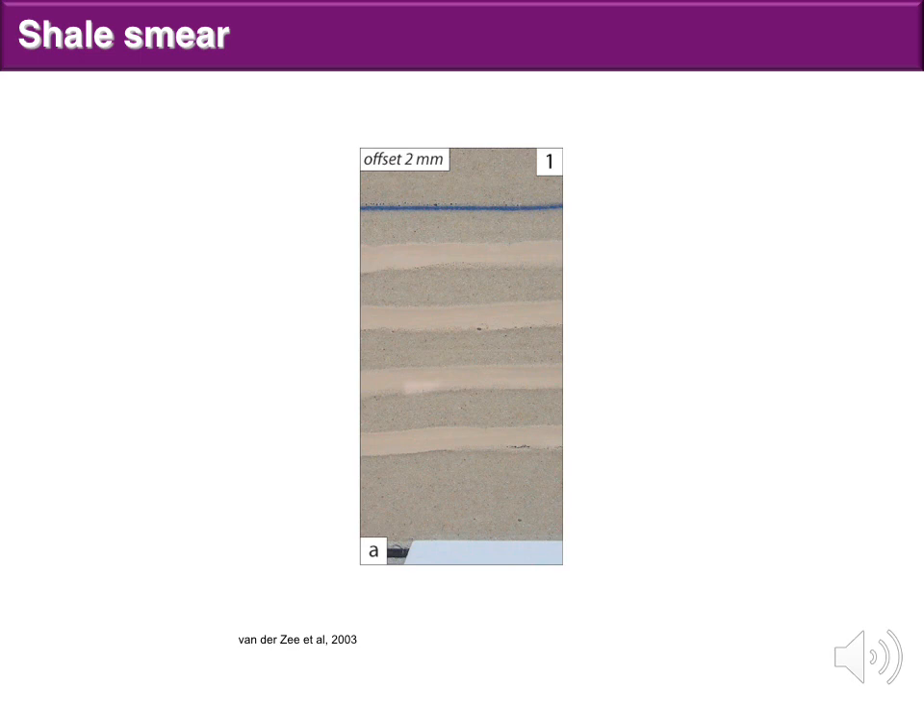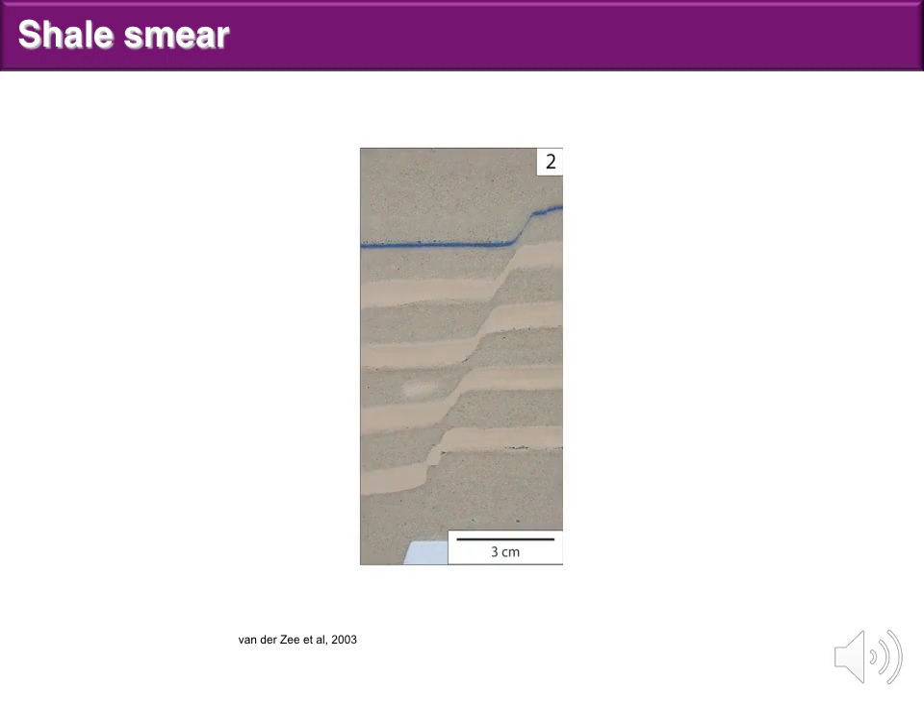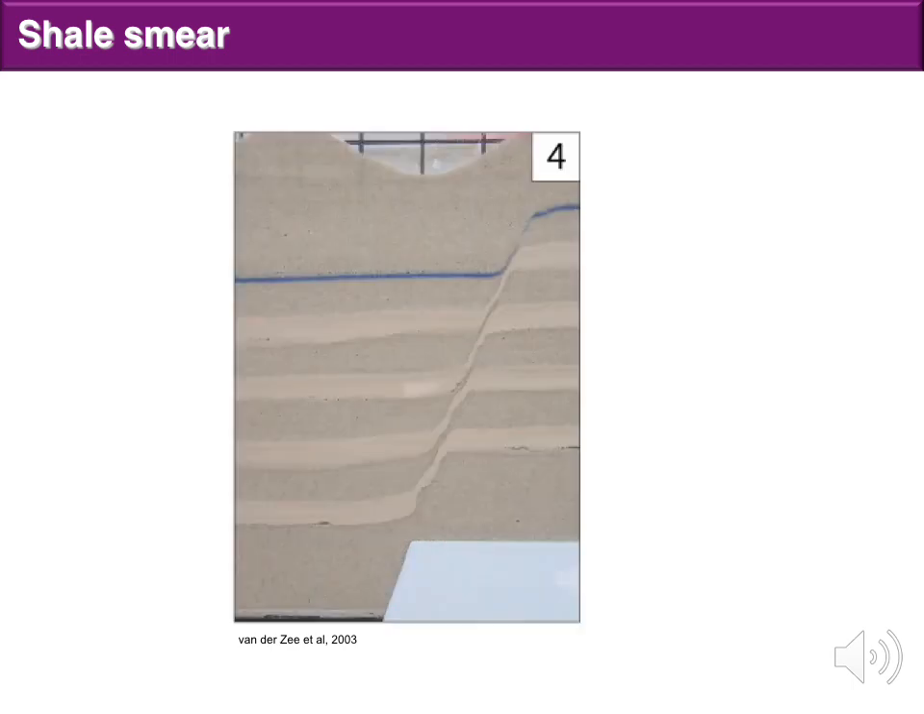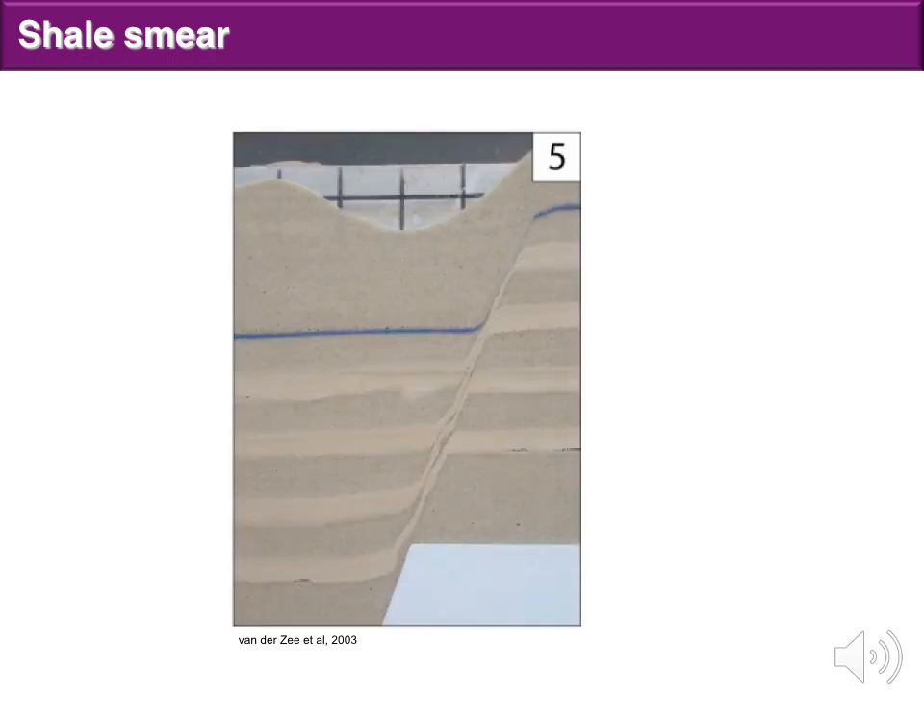So we looked at this experiment before, where we have clay layers 1, 2, 3, 4 in sand, and we can see how this works with the clay layers being smeared out along the fault, forming an impassable membrane that would hinder the fluids to cross the fault.